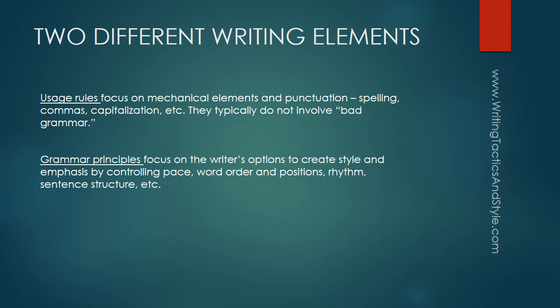Usage rules focus on mechanical elements and punctuation, things like spelling, commas, and capitalization. They typically do not involve bad grammar, even though people typically refer to violating a usage rule as being bad grammar. In contrast, grammar principles focus on the writer's options to create style and emphasis by controlling pace, word order and positions, rhythm, sentence structure, things of that sort.